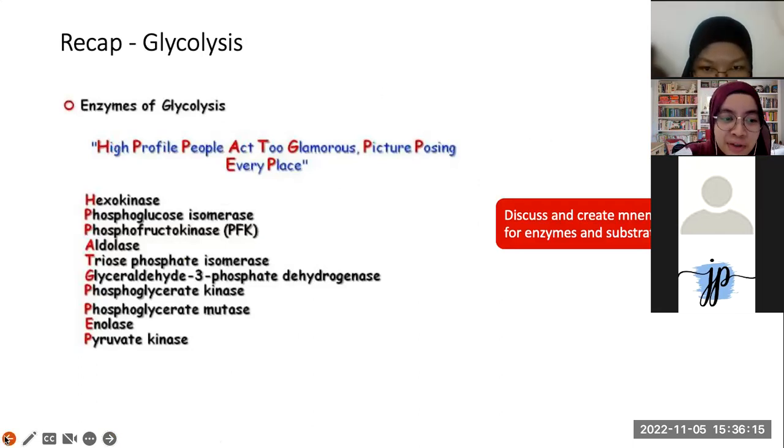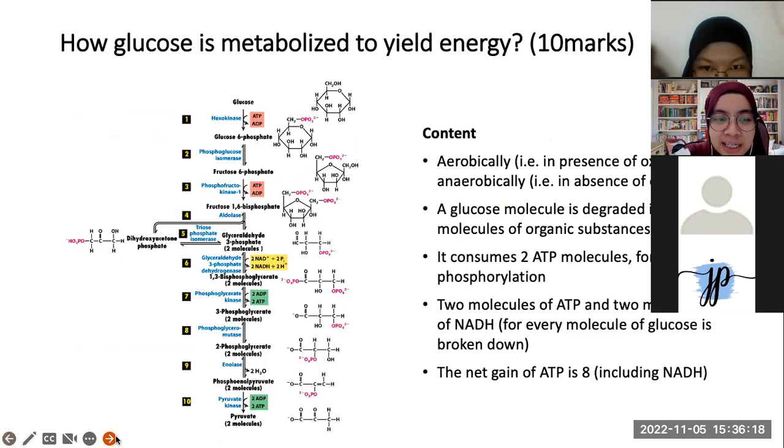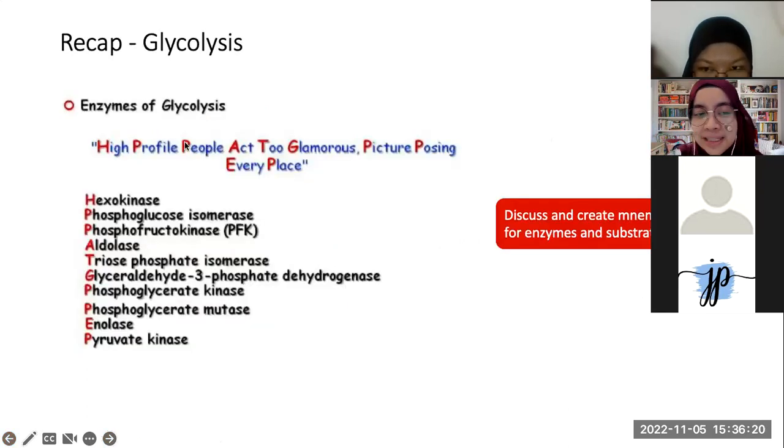This is after you have understood. You need to understand first so that you don't blindly memorise things. You can search later on for mnemonics. The search terms are like this: mnemonics, glycolysis substrate or glycolysis molecule. Then mnemonics, enzymes of glycolysis. They will take the initial letters and then create a story.